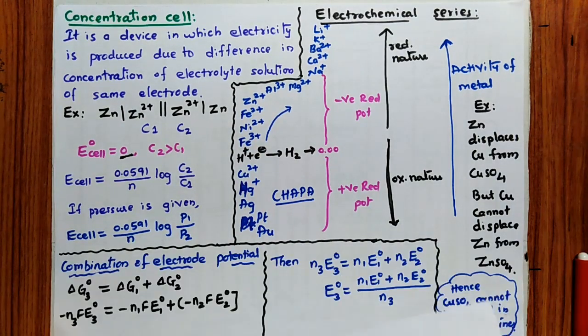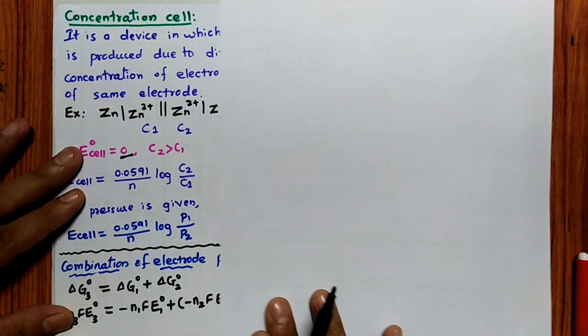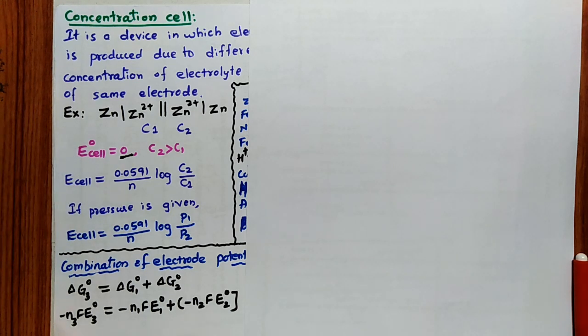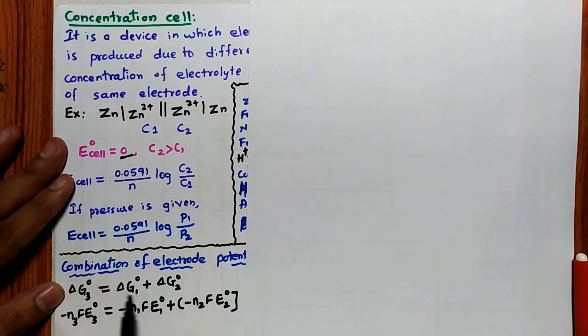Then we'll move to this part. See, in this part, combination of the electrode potential. Whenever there is a combination of the electrode potential, what they will do is give two reactions, and they will ask you to calculate the third reaction, delta G naught may be or E naught may be, like that. In such a case, remember what we'll do: delta G3 naught is equal to delta G1 naught plus delta G2 naught.